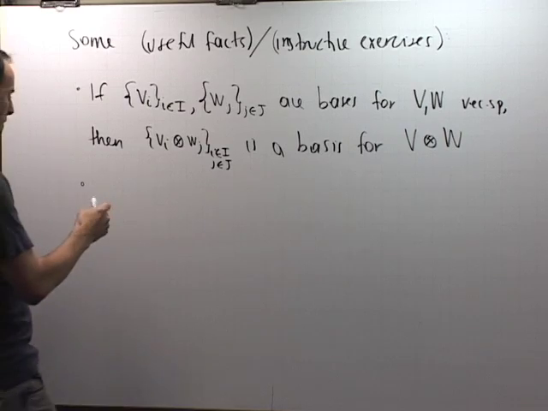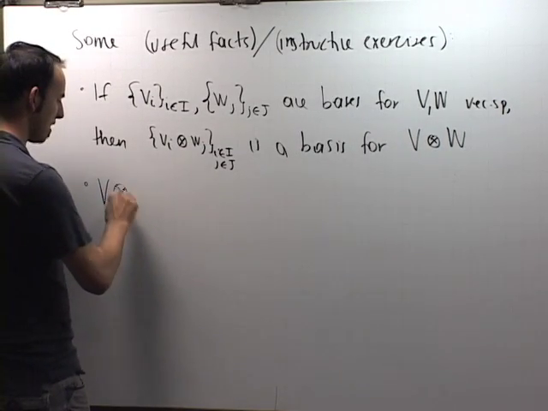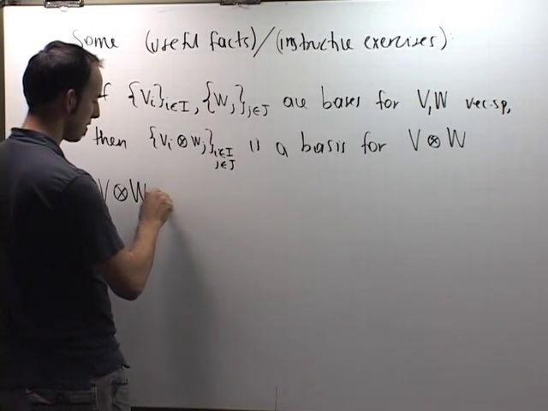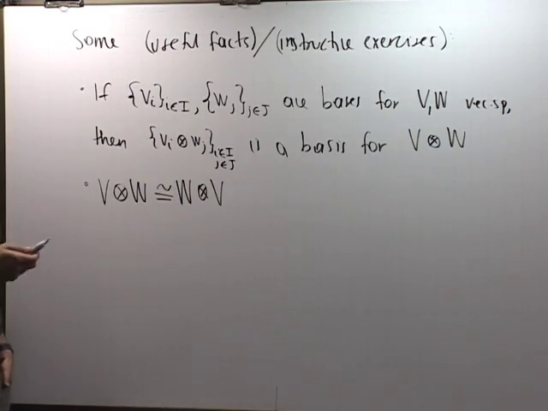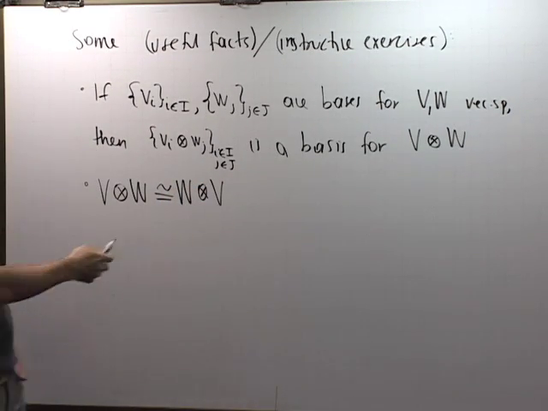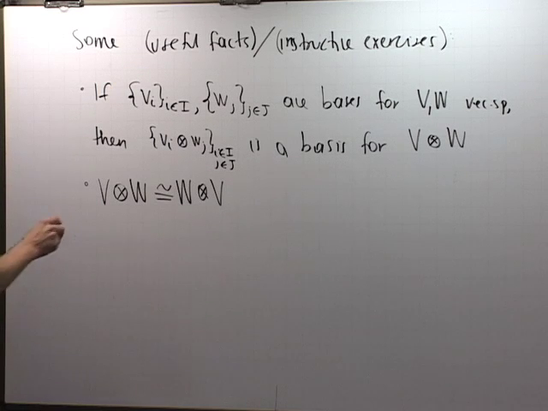Other comments. If you take V tensor W, that's the same thing as W tensor V. I mean, they're isomorphic in the context of linear spaces or in the context of algebras.